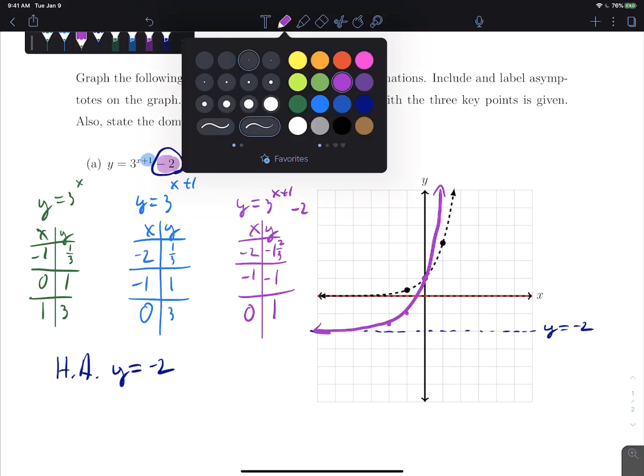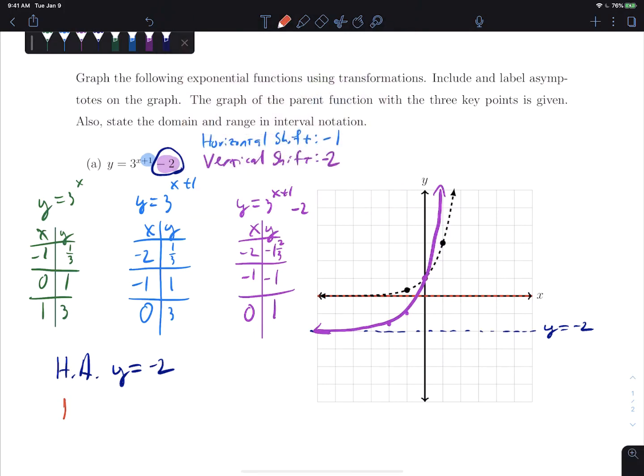Now, let's look at the domain and range. The domain is all real numbers, always. For the range, we start at the horizontal asymptote and go up. So therefore, we start at -2, excluding the -2, and go up to infinity.